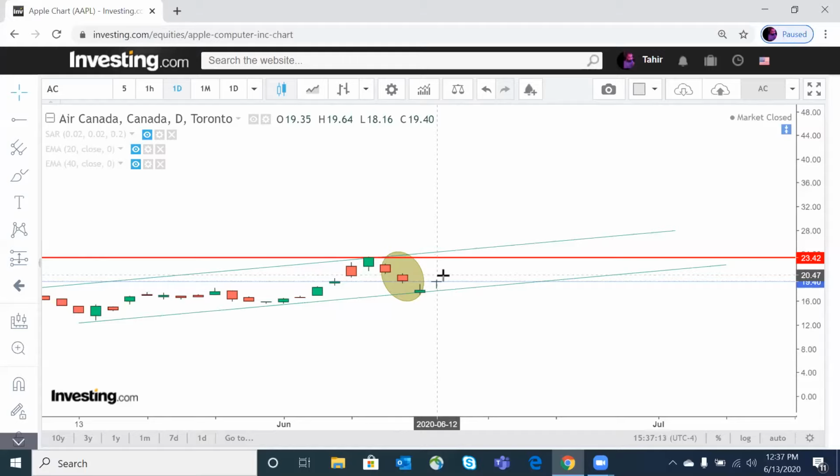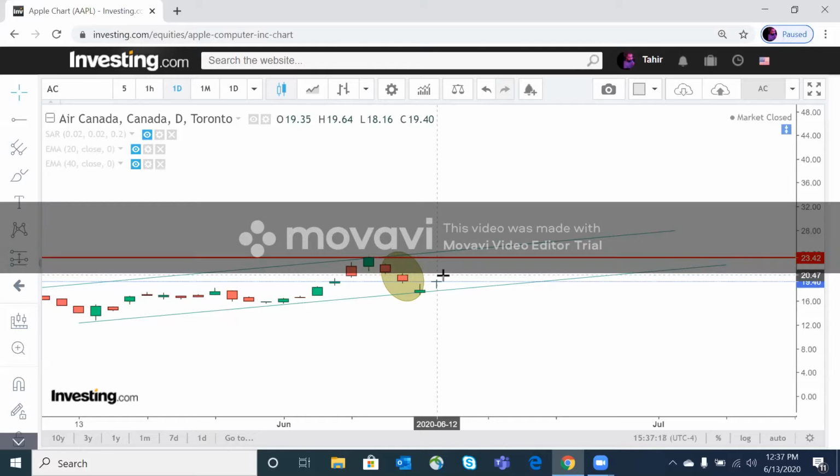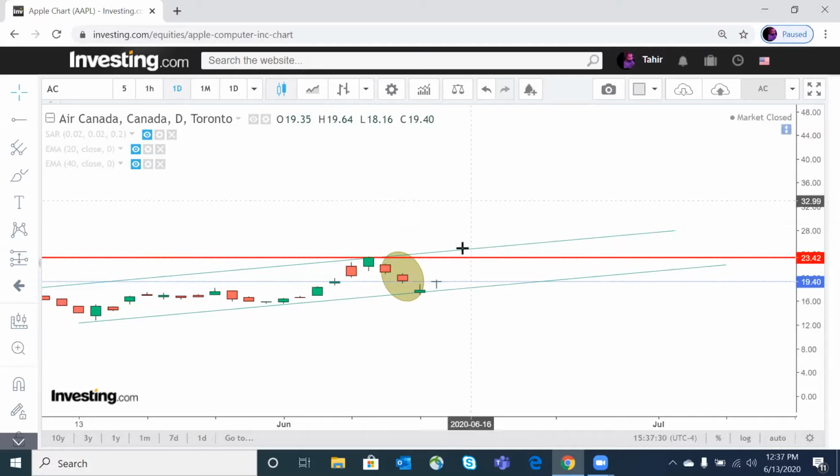So answering your question from another point of view, if it gives a gap up opening on Monday, then you will see a strong upward price movement on Monday, and it will continue till this resistance level. So if we see a gap up, then buy it right away? Not right away.